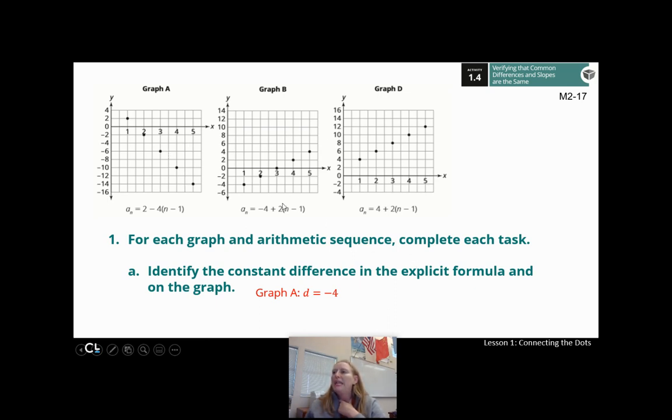For graph B, my constant difference is a positive 2. And sure enough, my slope goes up 2 over 1, up 2 over 1, up 2 over 1. I know it looks weird because of the way they drew it, but trust me, we're good. Check the numbers. And for graph D, I can see my constant difference is also a positive 2. And sure enough, up 2 over 1, up 2 over 1. I know it looks weird, but you can see it's up 2 and over 1. Sorry that the graph looks funky.